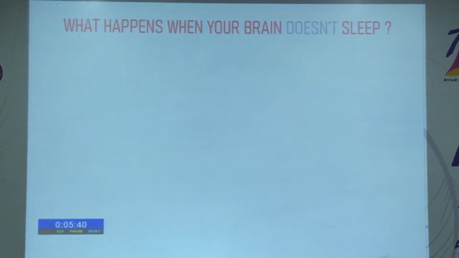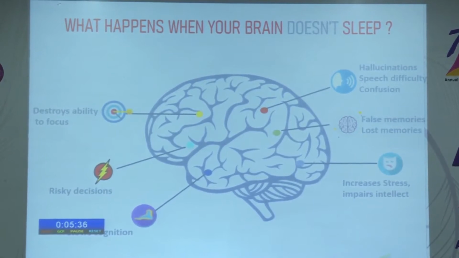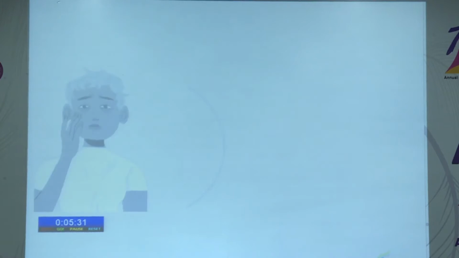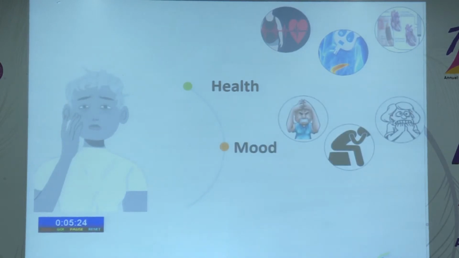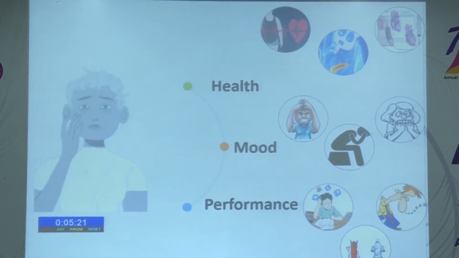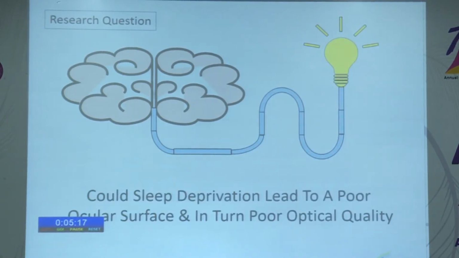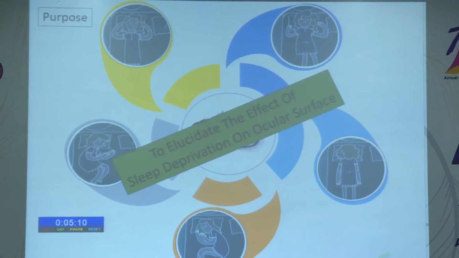Now, what happens to your brain when your brain doesn't sleep? You have hallucinations, false memories, you make poor decisions, risky decisions. And this has been well published also. We also know sleep deprivation has an effect on health, blood pressure, hypertension, diabetes, on mood swings, and also on performance. So we want to study through this study could sleep deprivation lead to a poor ocular surface and in turn also poor optical quality? So the purpose of our study is to elucidate the effect of sleep deprivation on our ocular surface.